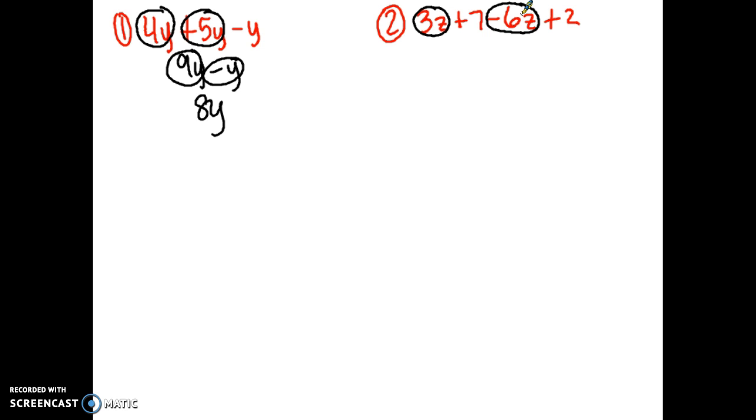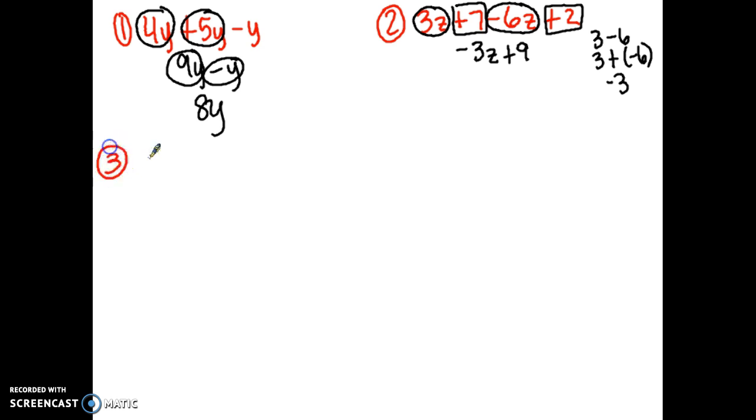3 minus 6. I can't do 3 minus 6, so I have to use additive inverse to change this to 3 plus negative 6. I have different signs, so I subtract. 6 minus 3 is 3. The bigger number is negative, so this answer is negative. You keep your variable. I have a positive 7 plus 2. 7 plus 2 is 9. So this is negative 3z plus 9.